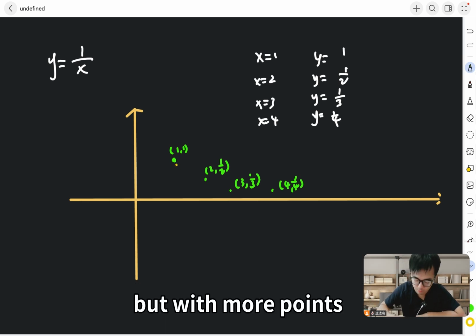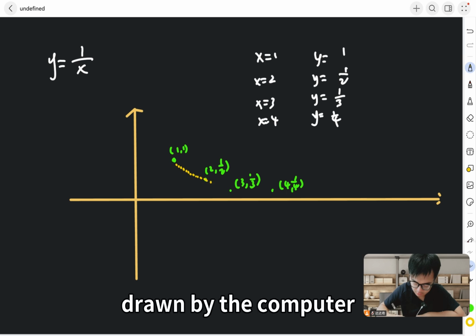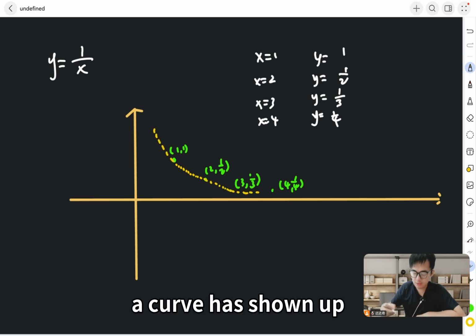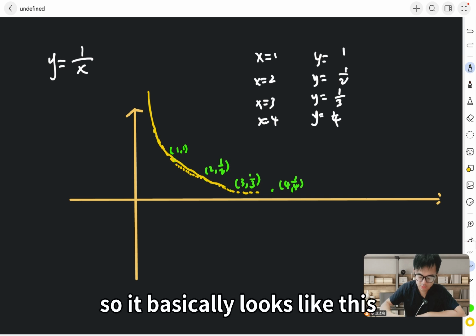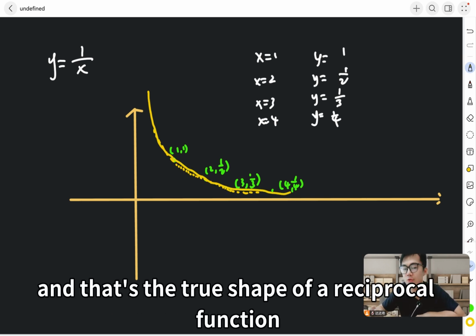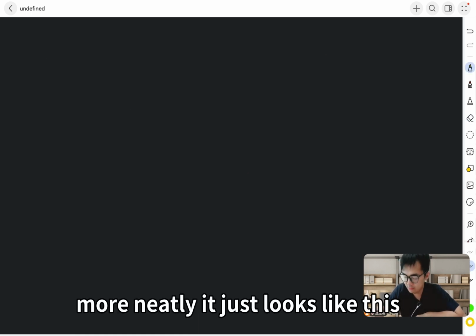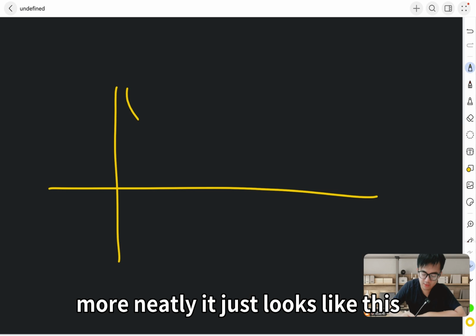With more points drawn by the computer, you will see a curve show up. So it basically looks like this, a curved shape. And that's the true shape of the reciprocal function. Let me draw it more neatly. It just looks like this.